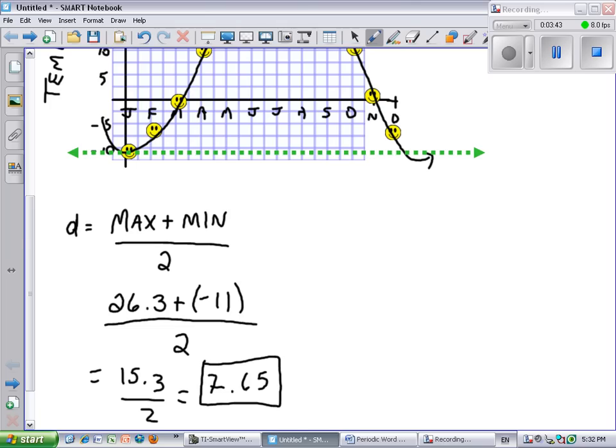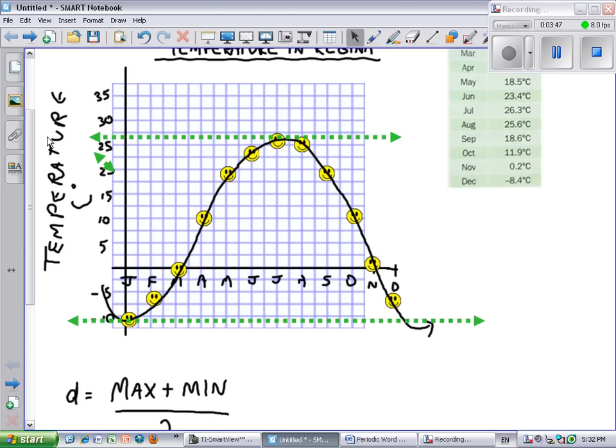So back to the graph. 7.65. I'm going to label that about right here. 7.65. Central axis. About right there. Looks good.